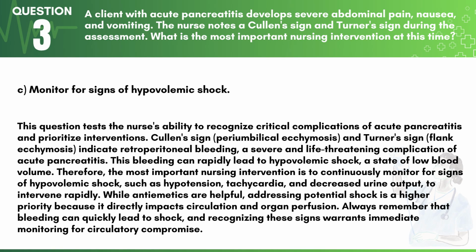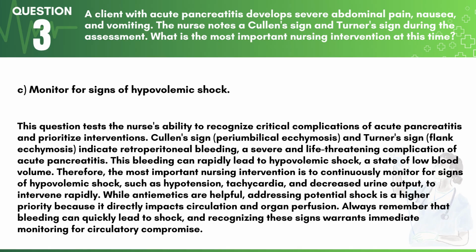Answer: C. Monitor for signs of hypovolemic shock. This question tests the nurse's ability to recognize critical complications of acute pancreatitis and prioritize interventions. Cullen's sign, periumbilical ecchymosis, and Turner's sign, flank ecchymosis, indicate retroperitoneal bleeding, a severe and life-threatening complication of acute pancreatitis. This bleeding can rapidly lead to hypovolemic shock, a state of low blood volume.